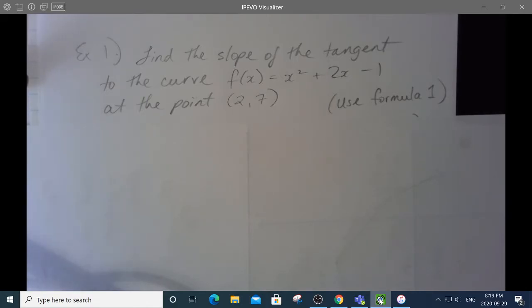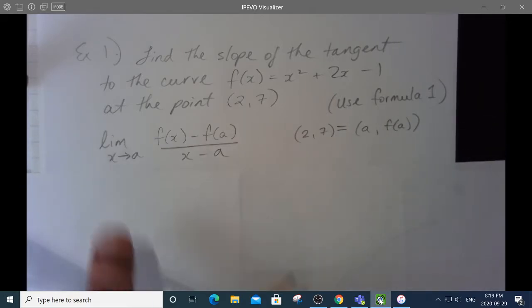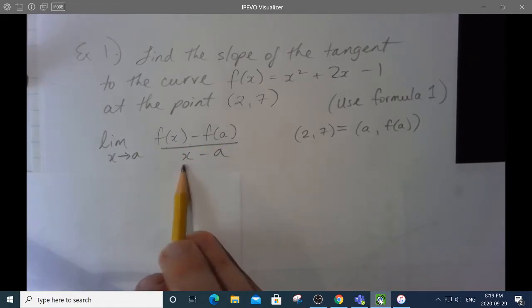Should be fairly familiar to you. You did enough of these in grade 11 to gag a goat. It's a quadratic function, so yep, it's a parabola. And we're going to use formula 1, which means we're going to take the limit as x approaches a of f of x minus f of a over x minus a.